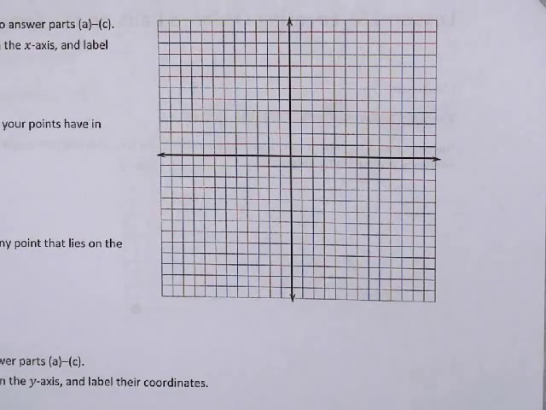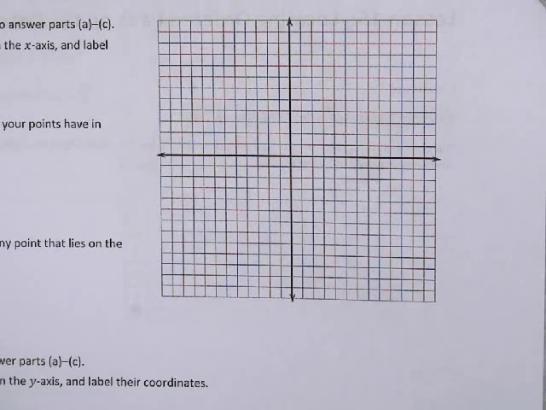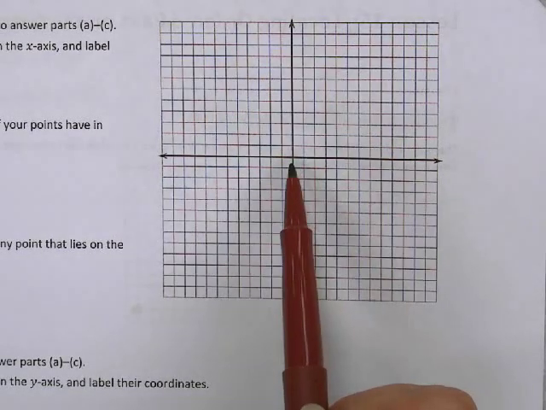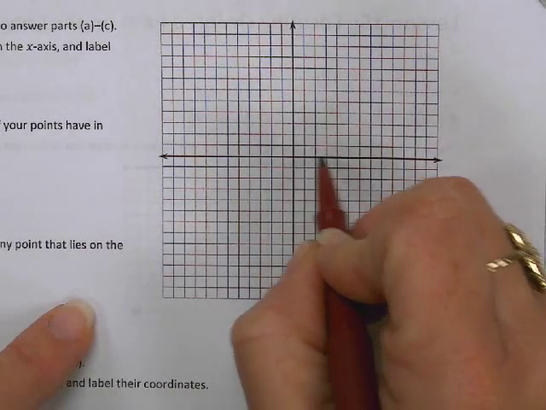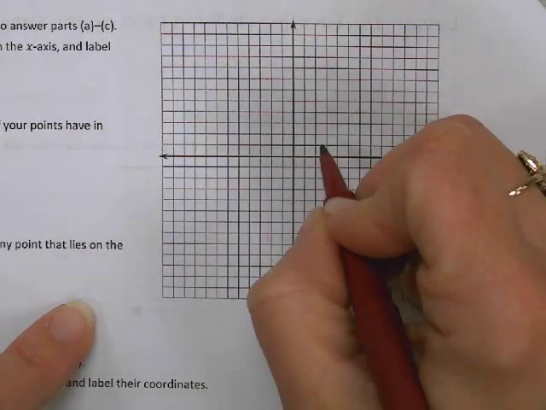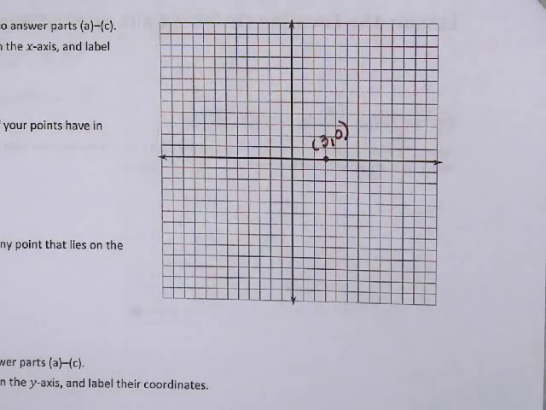So we know when we look at our coordinate plane that our middle, our origin, is (0, 0). So that's going to be right here. And if I'm going to do (3, 0), which was my first point, I'm going to go 1, 2, 3, and then I put a dot. And I'm going to label that (3, 0).